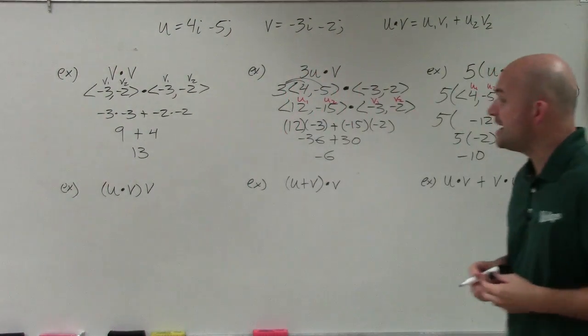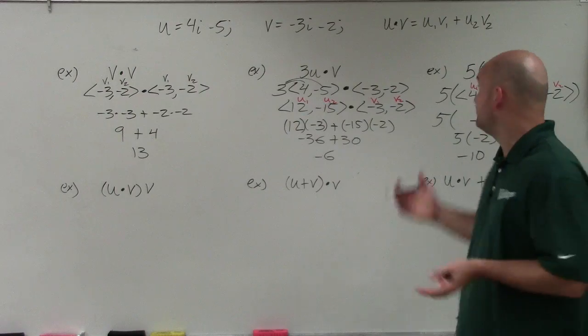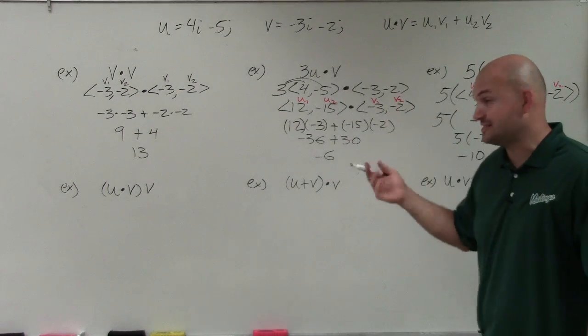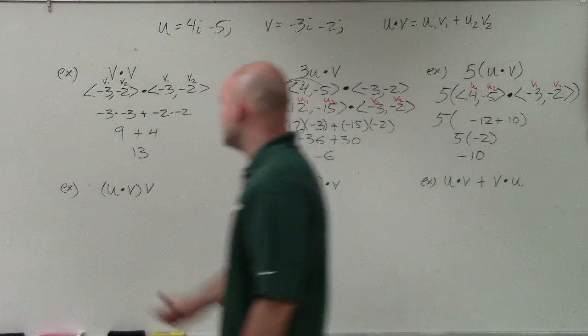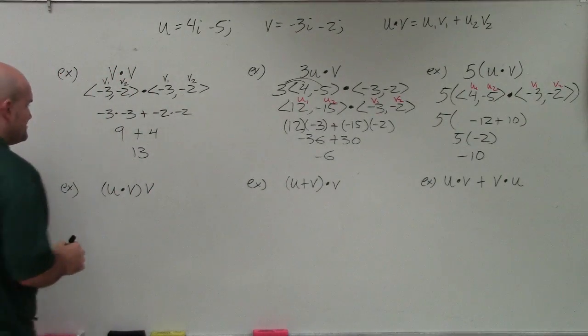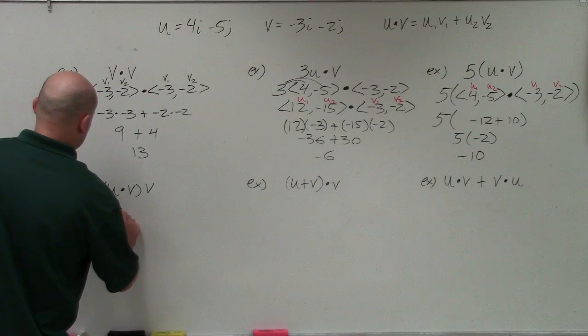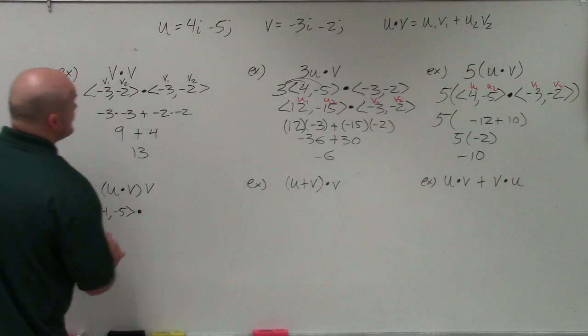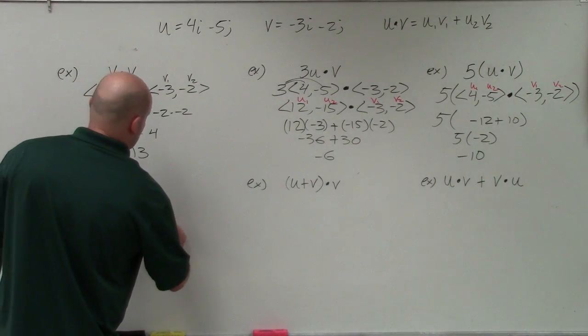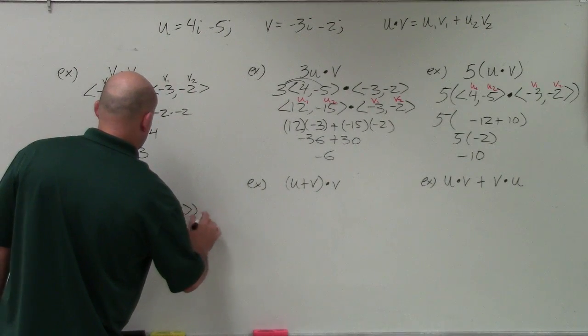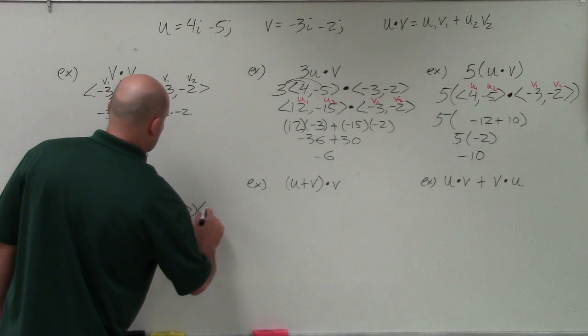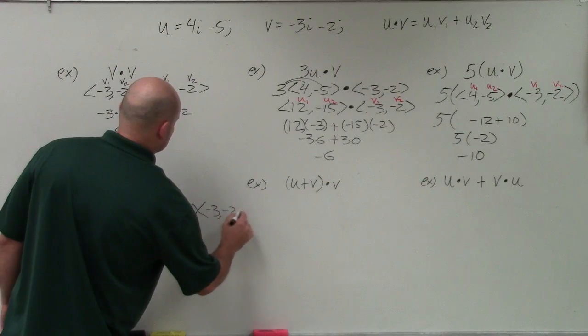In the next example, I have the dot product, and now instead of multiplying it by a scalar, I'm multiplying it by a vector. So again, we're just going to do the dot product of u times v first. So I'll just do 4, negative 5, dot v, negative 3, negative 2. And then multiply that by the vector v, negative 3, negative 2.